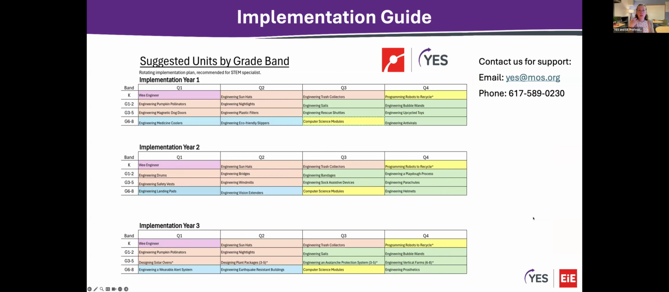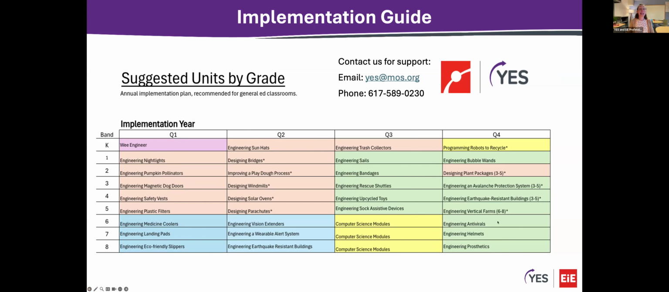But the other way we like to think about it is for STEM specialists, we know that this would be a lot of units. If you are a K-6 or a K-5 STEM specialist, you could potentially be looking at, I'm going to do math here quickly, what, 24 units a year? That is a lot. That is a lot to do, a lot to manage material wise.